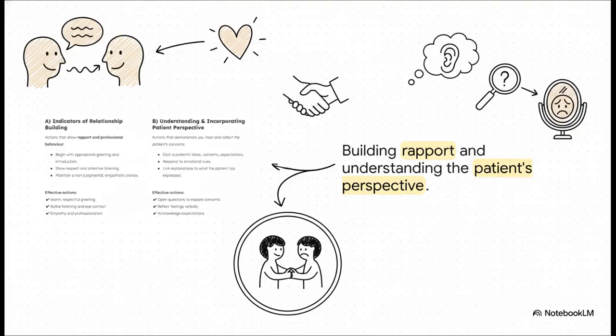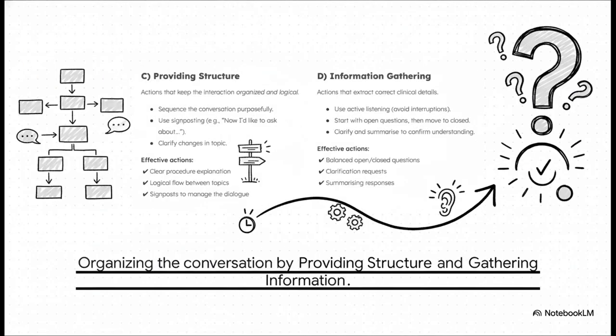This section kicks off with relationship building, showing respect, establishing a good rapport with the patient. Then it's about understanding the patient's perspective, which means you're actively listening and showing them that you really hear their concerns and feelings. Next up, you're assessed on your ability to organize the conversation in a logical way. That's called providing structure. And then there's information gathering, which is all about using effective questions to get the clinical details you need. And notice here on the slide, a key skill is knowing how to move from those big, open questions to more specific, closed ones.